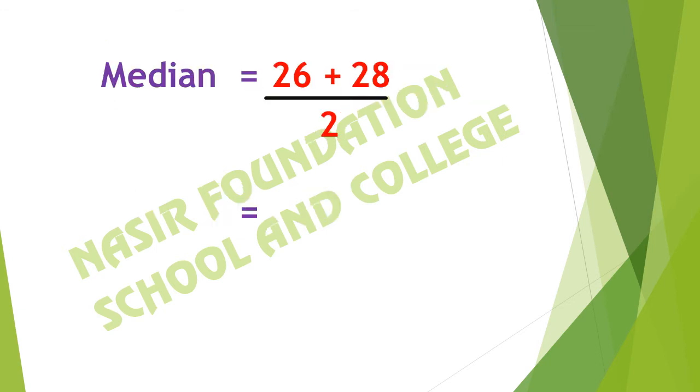So we will add 26 and 28 and we will divide it by 2 because they are two numbers. If we add 26 and 28 we get 54 and we will divide it by 2. If we divide 54 by 2 we get 27. So 27 is the median of this data.